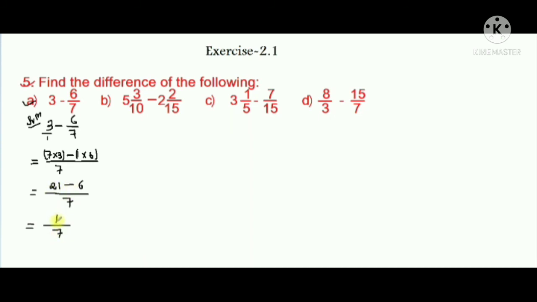Now it is an improper fraction, you can convert it into a mixed fraction. So how many times does 7 go in 15? 2 times. 7 twos are 14, and what remains? 1. So this remaining part, 1, will be written in the numerator. Okay, this is the answer.